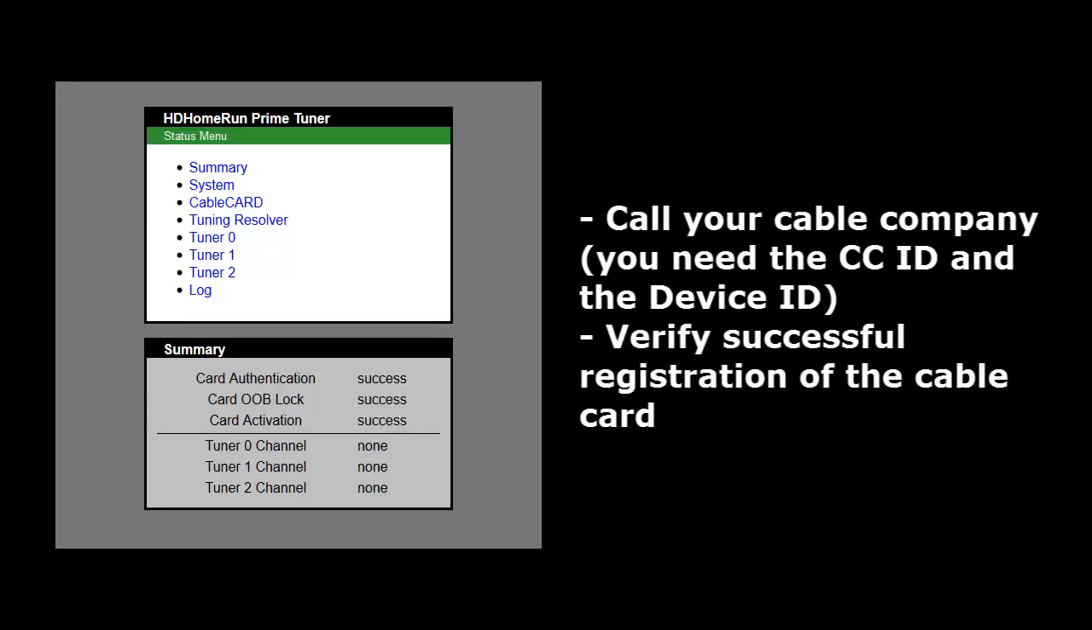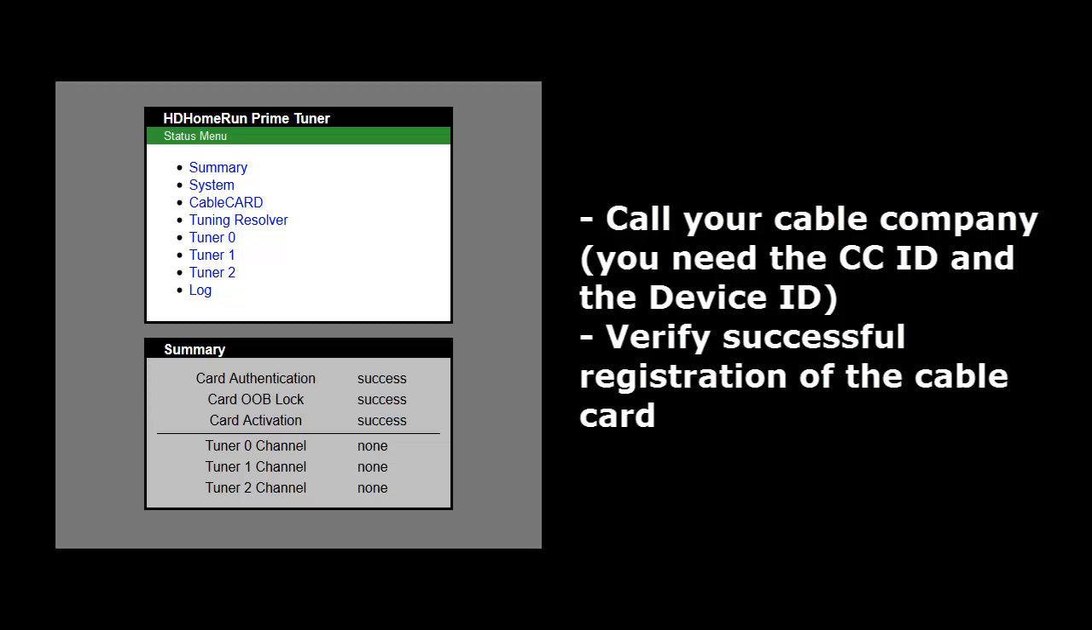Once you have unboxed the HD HomeRun, all you have to do is make sure that you plug your cable TV cable into it, plug the cable card into it, then power it up and call your cable company. You're going to have to give them the cable card ID and the device ID. The instructions that come with the HD HomeRun are pretty specific on how you obtain both of those, but basically you go into the web interface of the HD HomeRun, and from there it'll show you what the cable card ID and the device ID are.